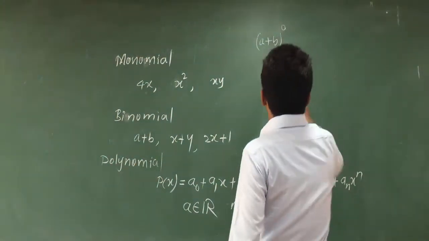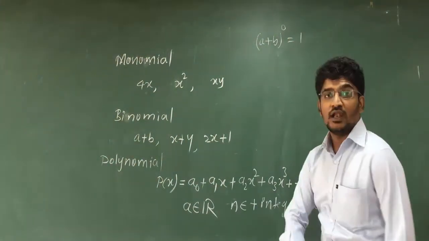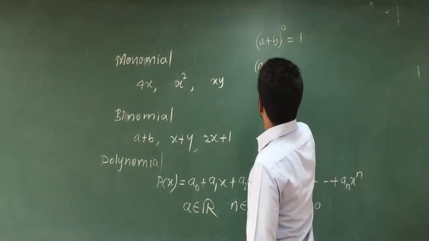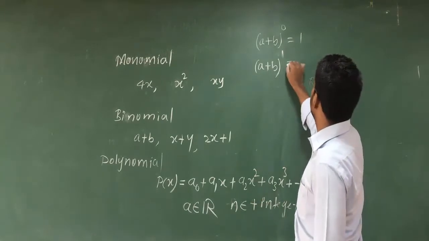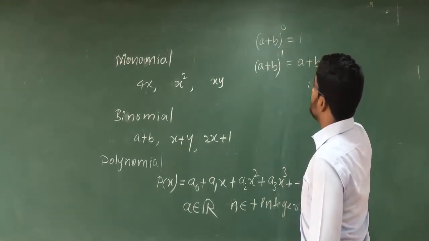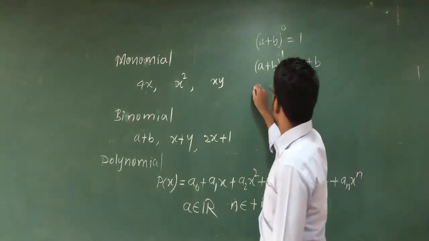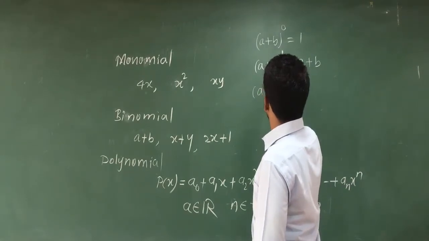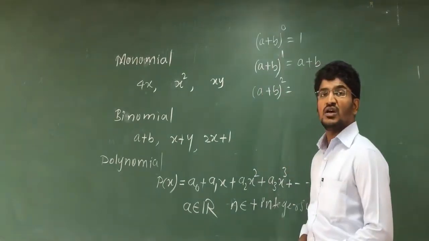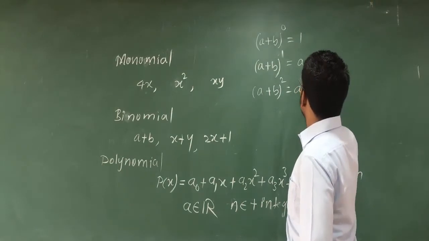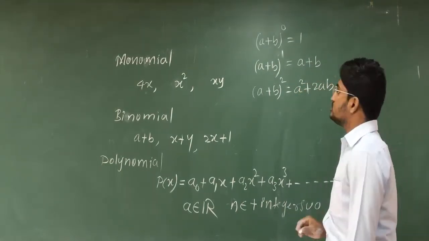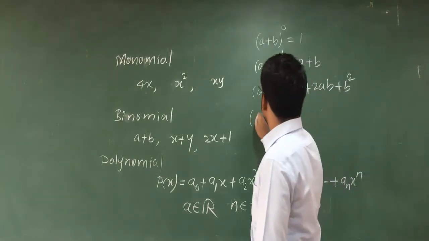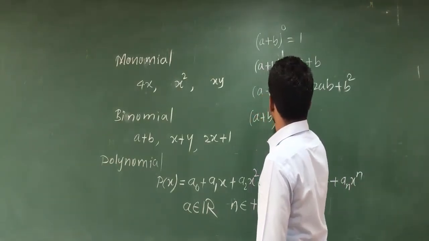(a + b) to the power of 0 will be 1. Clear, students? So (a + b) to the power of 1 will be what? It will be a + b. Clear? Now (a + b) whole square will be what? It will be a square + 2ab + b square. Clear, students? Now what will be (a + b) whole cube?